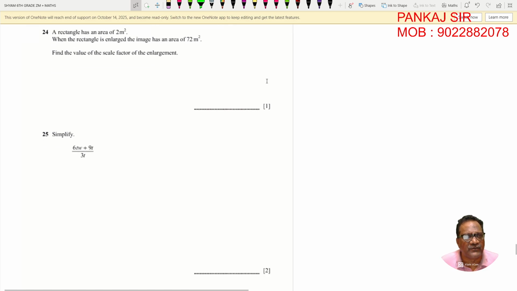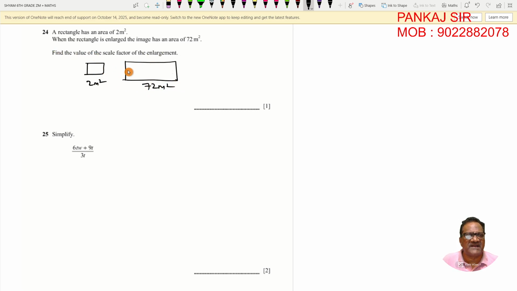Next is 24. A rectangle has an area of 2 meters square. When the rectangle is enlarged, the image has an area of 72 meters square. So basically you have two rectangles. One is smaller, one is bigger. The area of the smaller one is 2 meters square and the bigger one is 72 meters square. Find the value of the scale factor of the enlargement. Now what is the scale factor of enlargement? By how many times it is being enlarged.